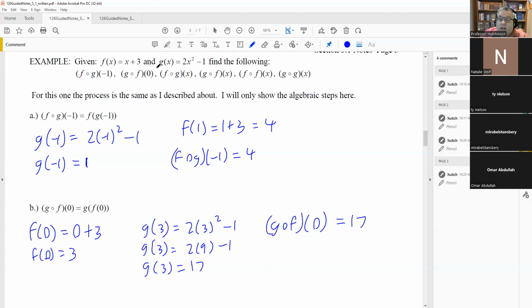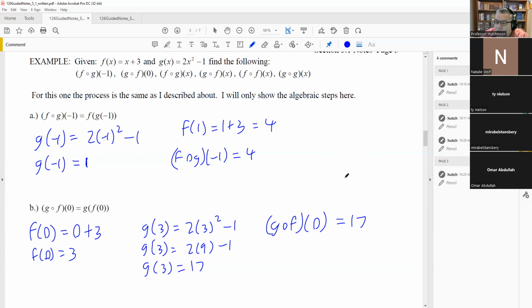Now the next ones that they ask you to do up here, f of g, g of f, all these that have x in it, that means we're just going to get an expression for our answer, not a numerical answer. So all these other ones are going to have x in our answers because there's no numbers included. So let's jump to doing that.